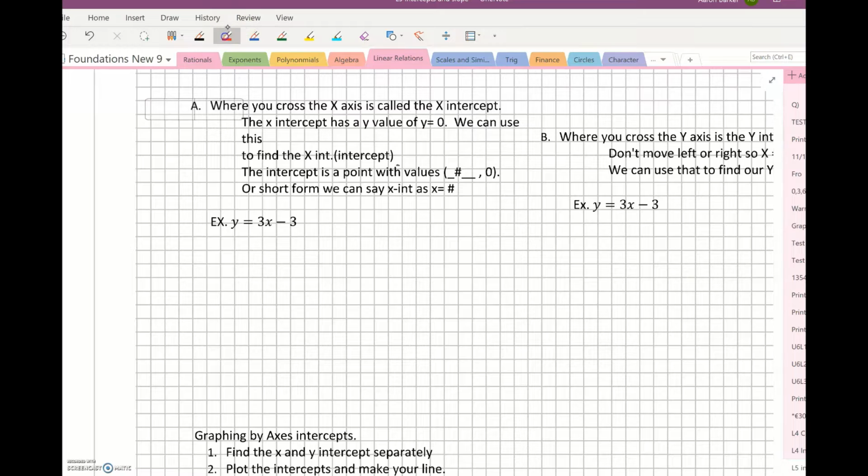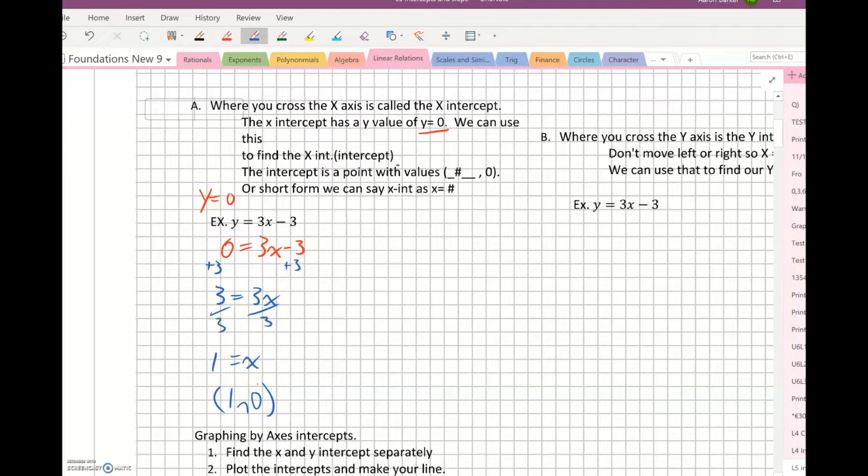So let's start real quick. We're going to find our x-intercept by making y equals 0. So we set 0 equals 3x minus 3. We move minus 3 to the other side by adding, so plus 3 plus 3. We get 3 equals 3x. Then we divide by 3 both sides, and we get x equals 1. So our intercept is (1, 0).